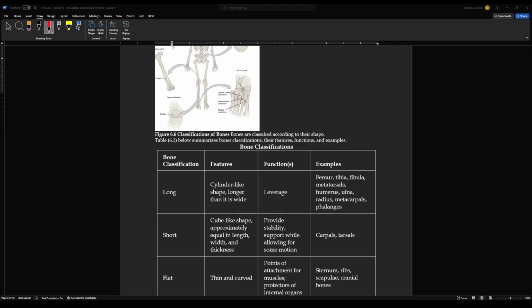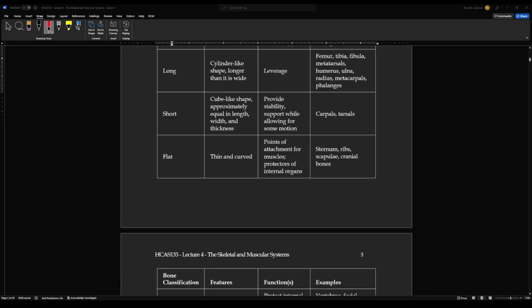Following that, we have flat bones. These are easy to think of because they don't have much shape to them. It's going to be things like the ribs, the scapula are considered flat, even though they're a bit closer to irregular. And our cranial bones are pretty flat as well.